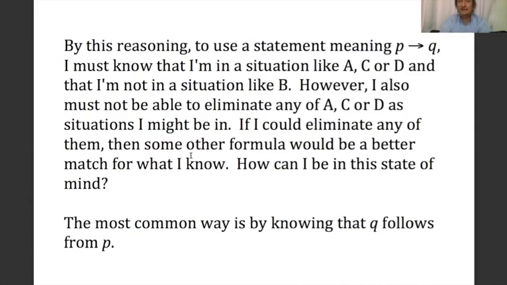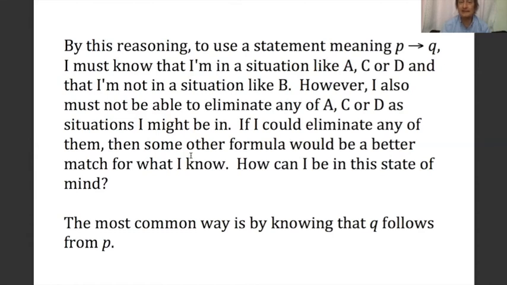Now, by this reasoning, to use a statement meaning P arrow Q, I have to know that I'm in a situation that's like A, C, or D, and that I'm not in a situation like B. B was where it's raining and the streets are not wet. However, I must also not be able to eliminate any of A, C, or D as situations I might be in. Because if I could eliminate any of them, there's going to be some other formula that would be a better match for what I know.